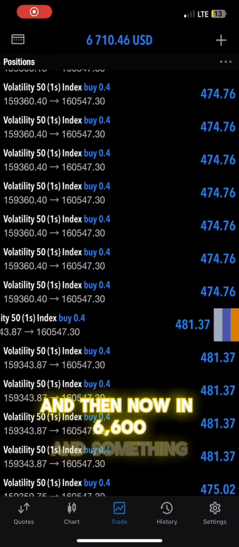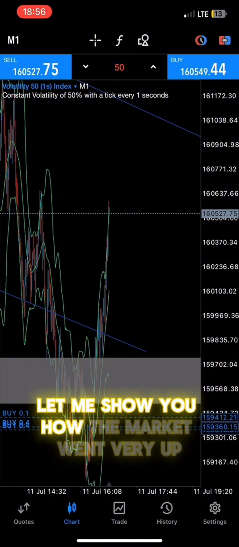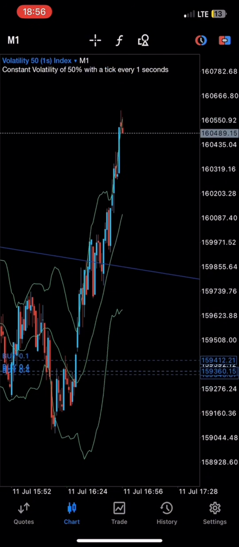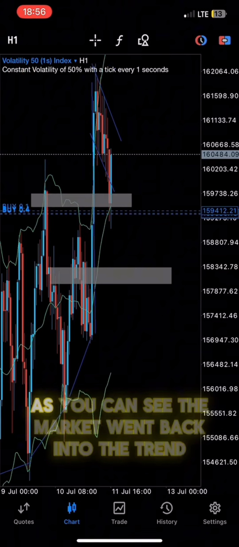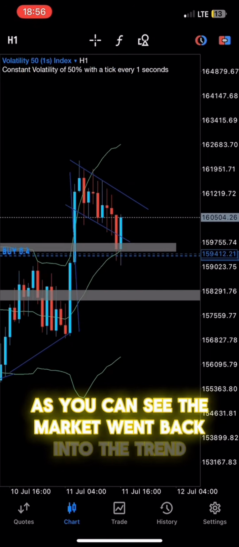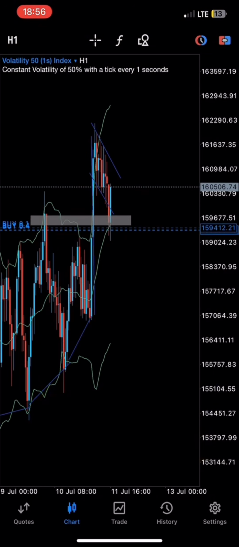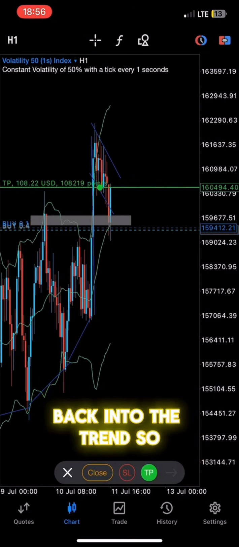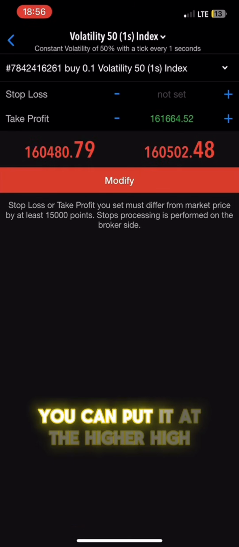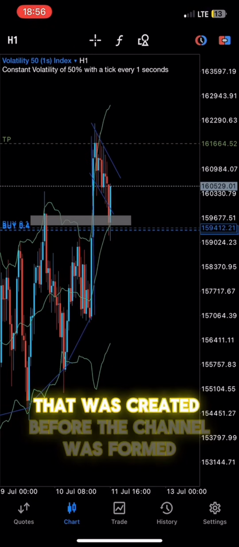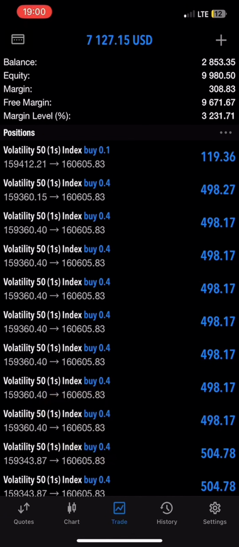Now we're at 6600 something, so this is a lot. Let me show you how the market went very up. As you can see, the market went back into the trend, so the market is going to continue going up. In terms of take profit, you can put it at the higher high that was created before the channel was formed, or before the falling wedge was formed.